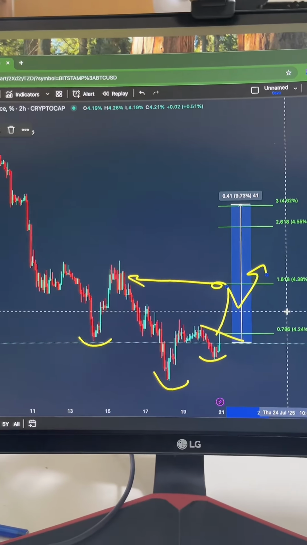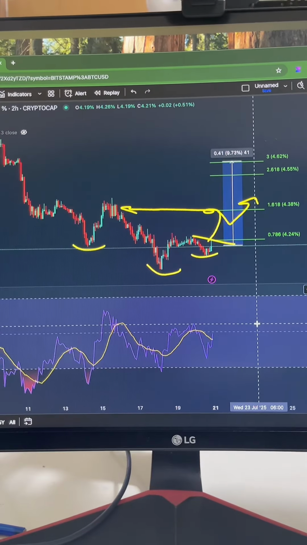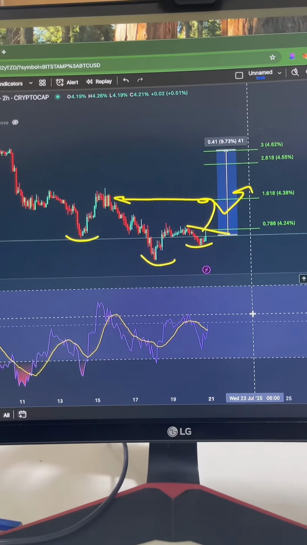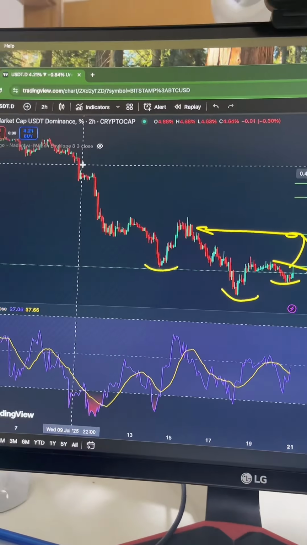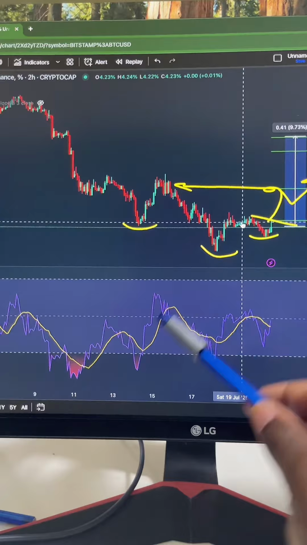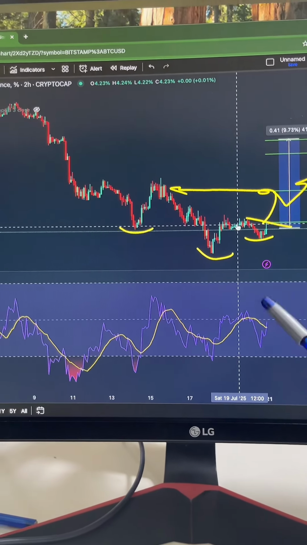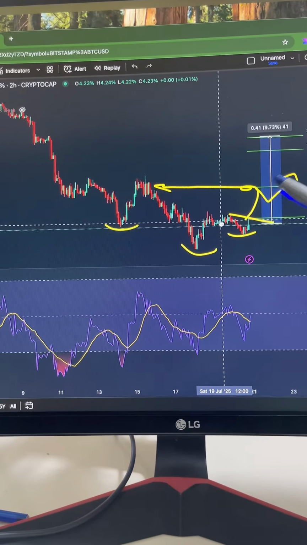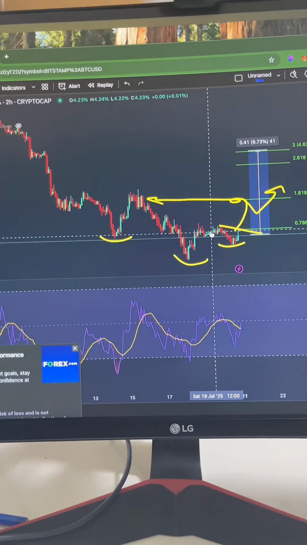Interestingly though, if we look at the RSI right there, you will also notice some type of bullish divergence that has been forming on USDT dominance. So as price continued to come to the downside here, you notice the RSI going to the upside right here. So this is telling us that a reversal on USDT dominance is coming. When that will happen is what we cannot know.